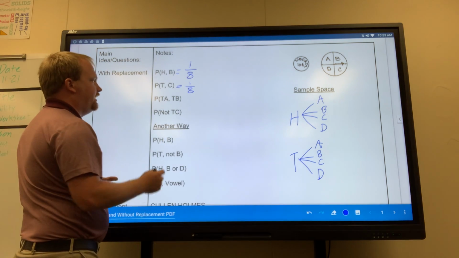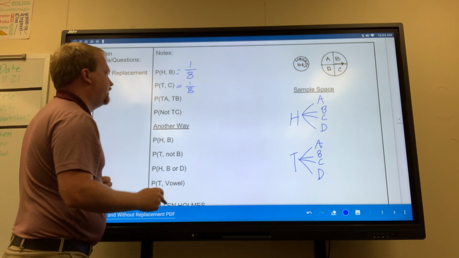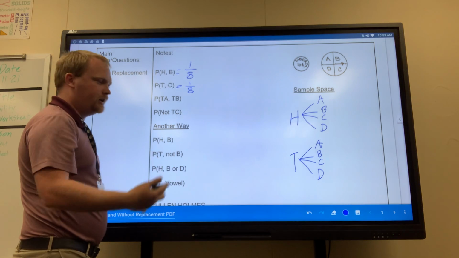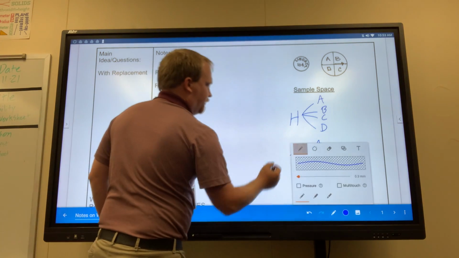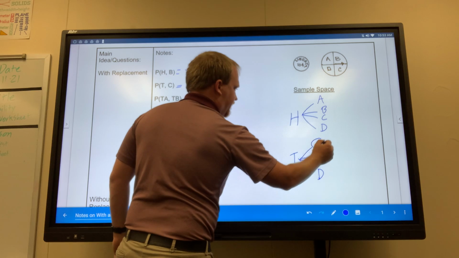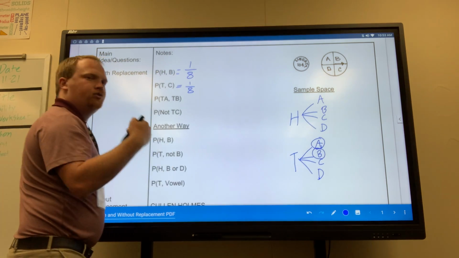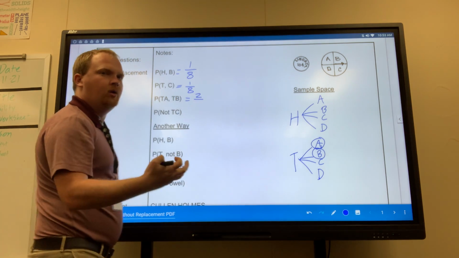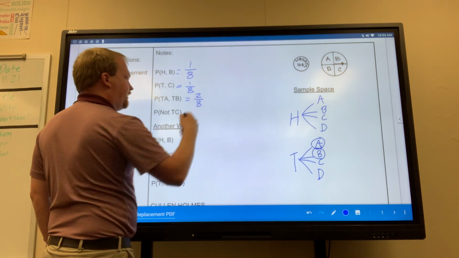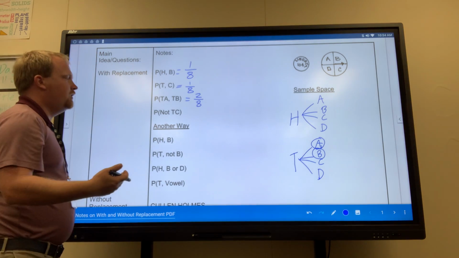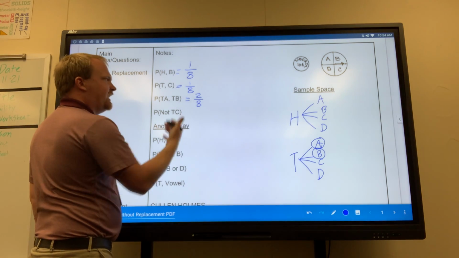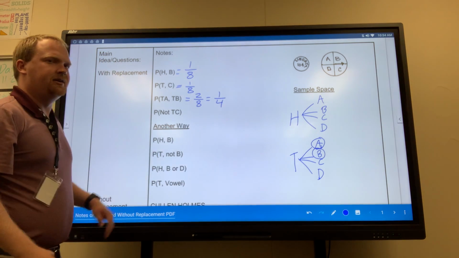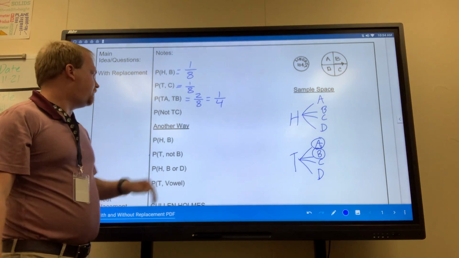Next, I want either a tails and an A or a tails and a B. I want either one. So really, I'm looking at tails here. I can either get an A or I can get a B. So there's two possible outcomes that I want out of the total number of 8 outcomes. But I can simplify this by saying 1 out of 4, because I can divide both top and bottom by 2.